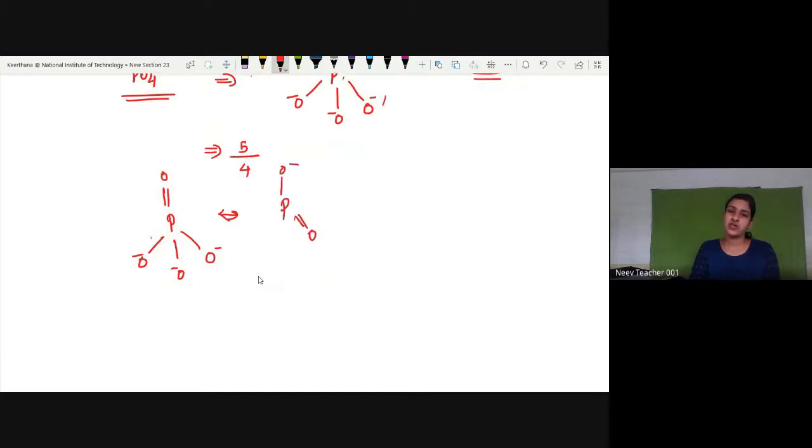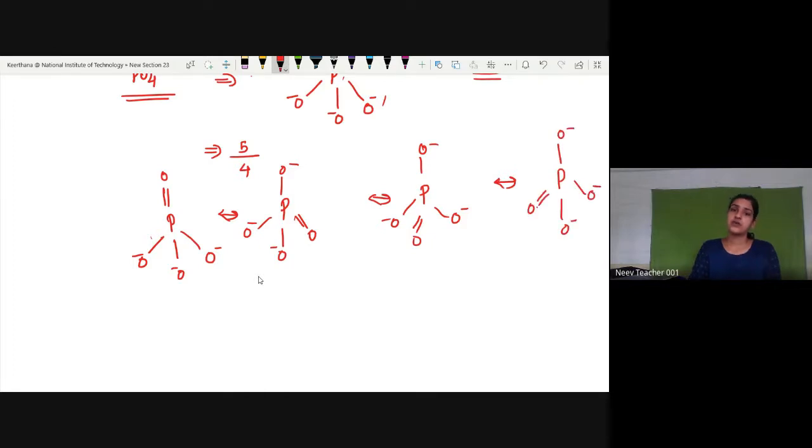So for PO4 3 minus, the resonance structures will be, you just draw that, okay? O minus, 4 structures are possible. O minus, double bond, O minus. So the bond order will be, if I'm considering these 2, 2 plus 1 plus 1 plus 1. So 5 by 4 is equal to 1.25.